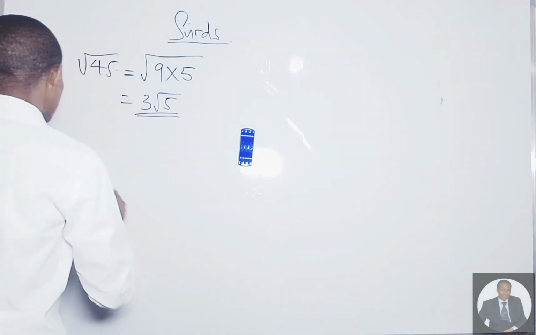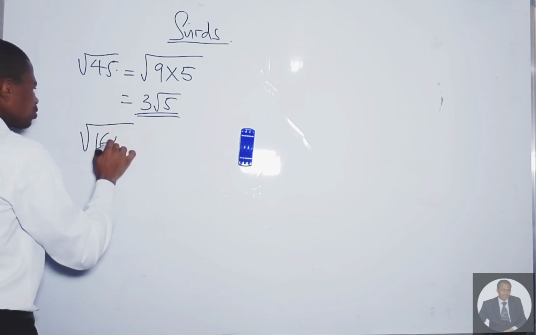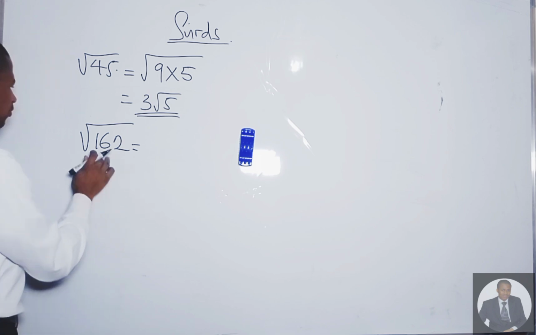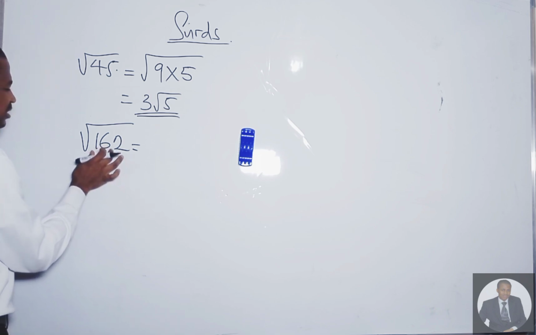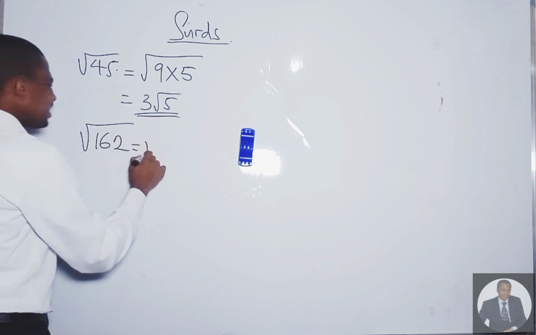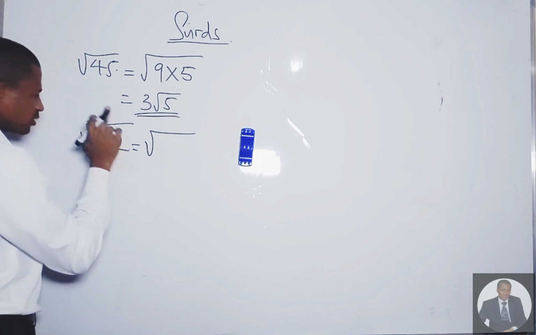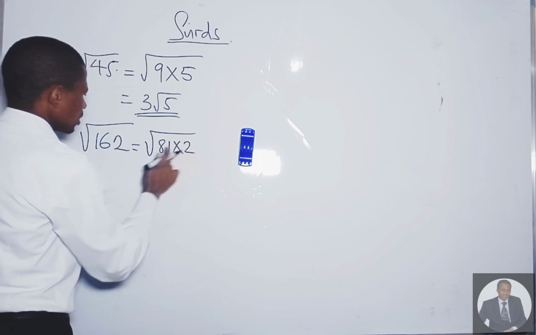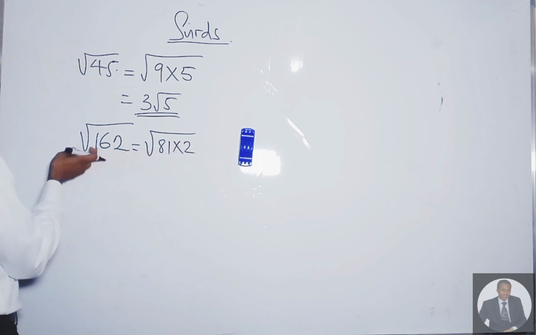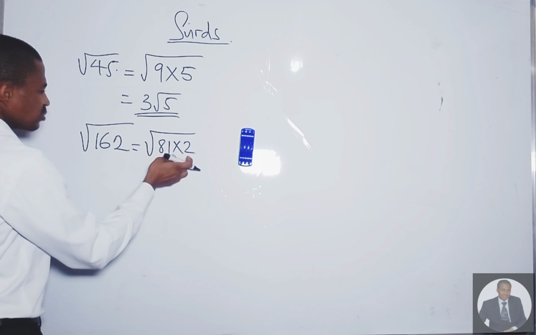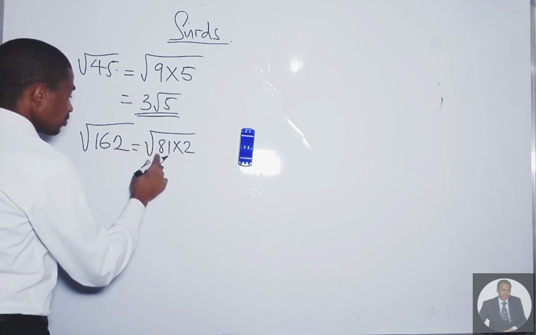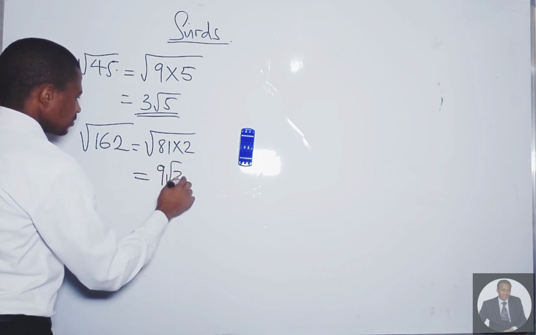Let's look at another question. What's the square root of 162? The rule says that to simplify surds, we must divide the number under the square root into at least 2 factors in which one of the factors is a perfect square. So this is 81 times 2. The square root of 162 is the square root of 81 times 2. 81 times 2 is 162. So the square root of 81 is 9, and then we have root 2.